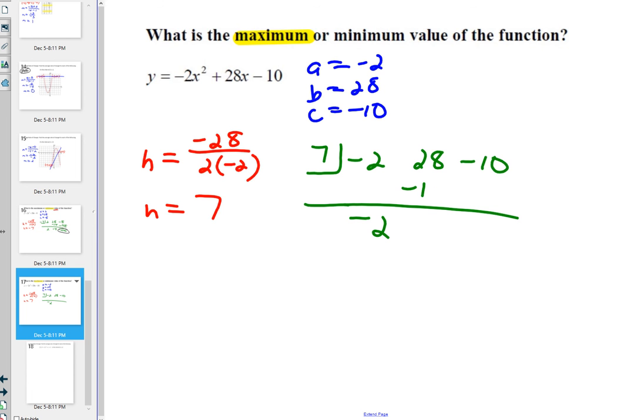Negative 2, negative 14, 14, 98, 88. So here, this is a maximum. This graph is an upside down parabola that will go as high as 88.